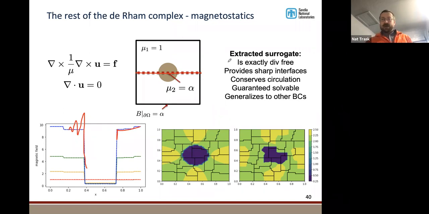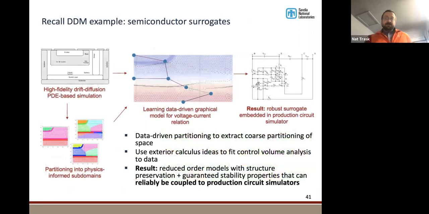So the important highlights are that this surrogate is exactly divergence free in an integral sense for the magnetic field. You get these sharp interfaces I mentioned. It conserves circulation, and it's guaranteed to be solvable. So the point is that you can take this surrogate and embed it in a larger scale production code. We do all sorts of things with magnetohydrodynamics, and this can be a nice component model that you hook into your ecosystem of other things.